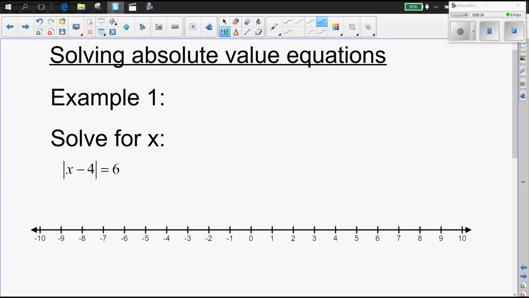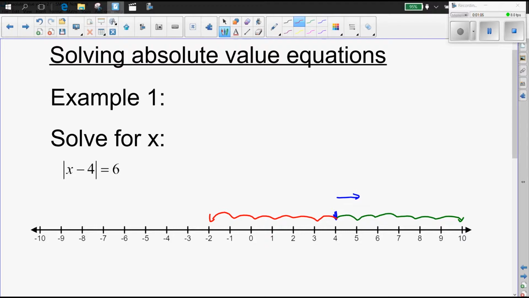So let's look at the number 4. If we move to the right and see what number is 6 units away from 4, we have 1, 2, 3, 4, 5, 6. We see that the number 10 is 6 units away from 4. Moving in the opposite direction, I have 1, 2, 3, 4, 5, 6. I see that negative 2 is also 6 units away from 4.